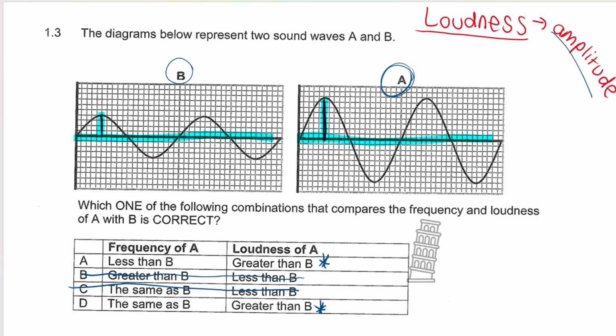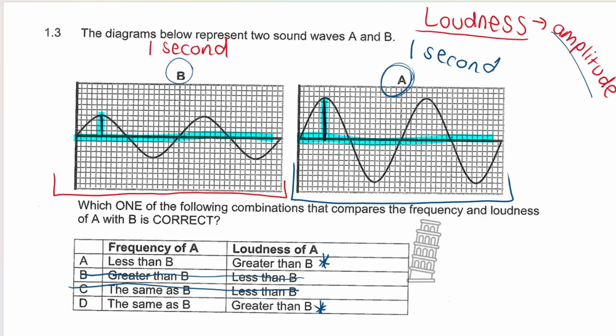So frequency, you need to learn that frequency is the number of waves that pass in a second, or the number of waves or wavelengths that pass a given point in a second. So if we pretend that this represents 1 second of B, and let's pretend that this represents 1 second of A. How many waves passed for 1 second of B? That's 1 wave. That's 2 waves. So 2 waves in 1 second for B.